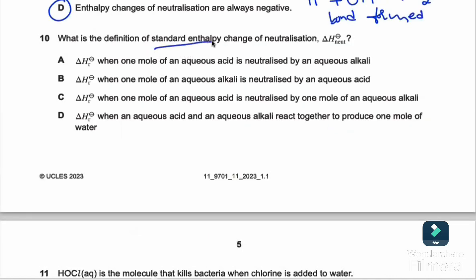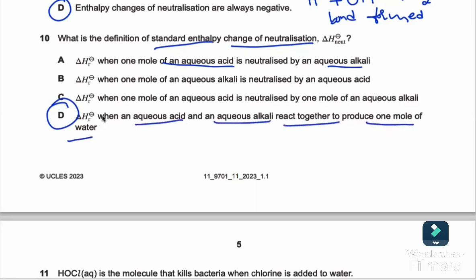What is the definition of standard enthalpy change of neutralization? When 1 mole of an aqueous acid is neutralized by an aqueous alkali. So the option should be D, because this is when an aqueous acid and an alkali react together to produce 1 mole of water. Neutralization always needs to form 1 mole of water, isn't it? So the acid with the alkali forms water. So that is a neutralization.